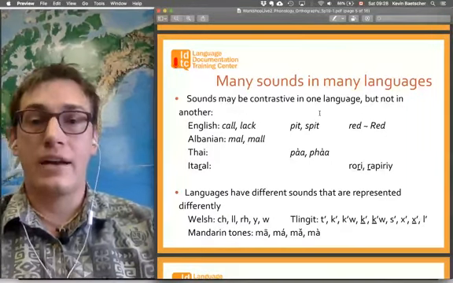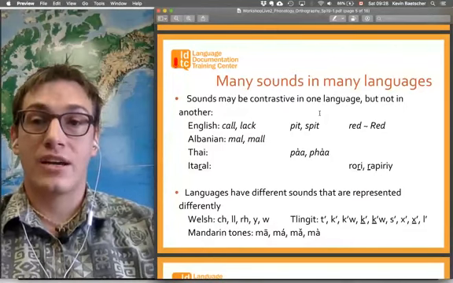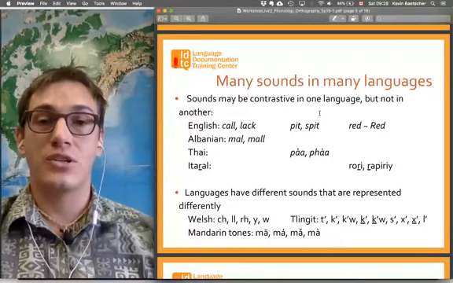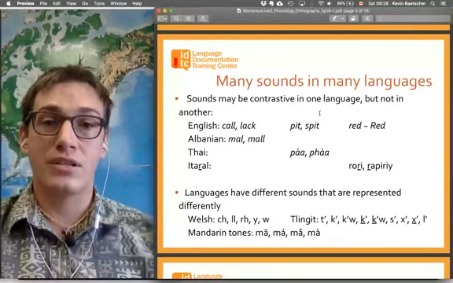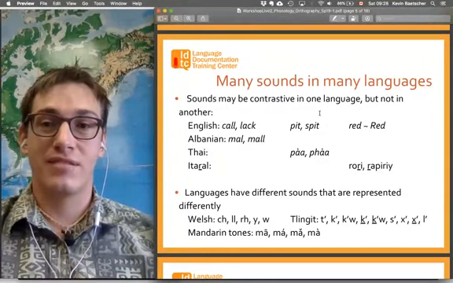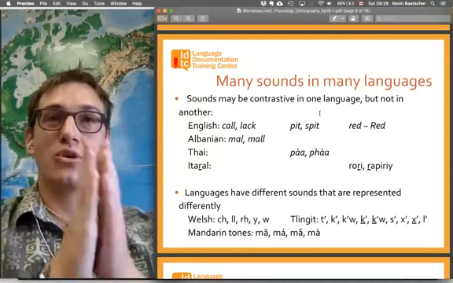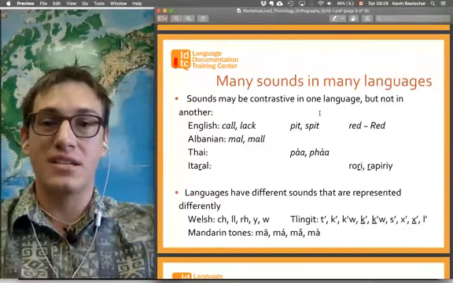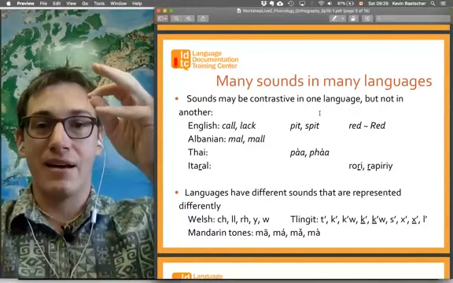So if you look at Albanian, for example, these words can contrast, and we see that with the minimal pair there. So there's mal, which means mountain, but there's mal, which means goods. So those two words have different meanings, and they're only distinguished by that last sound.